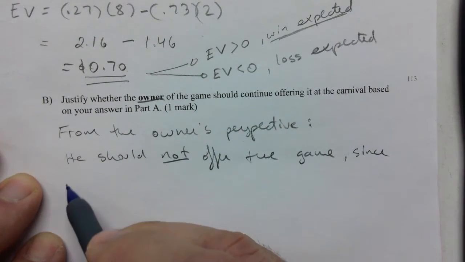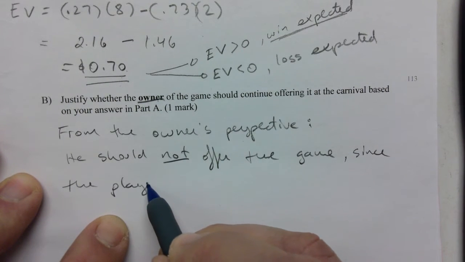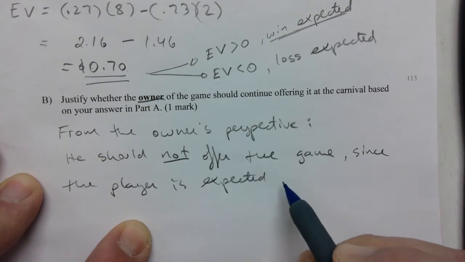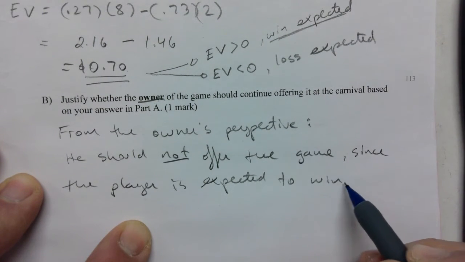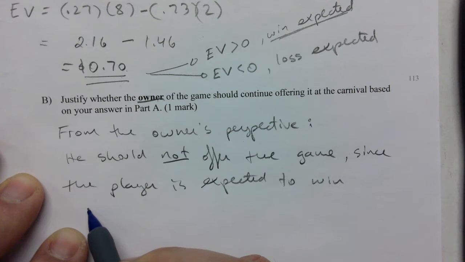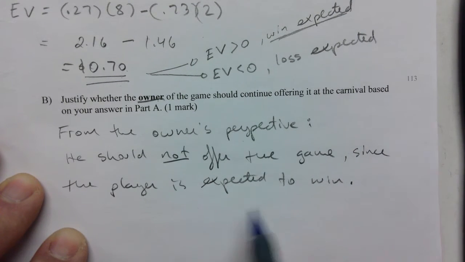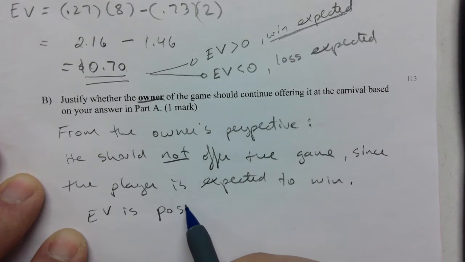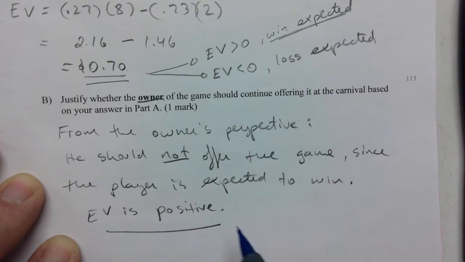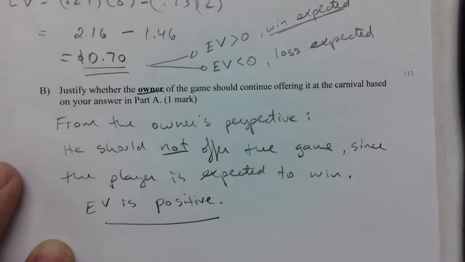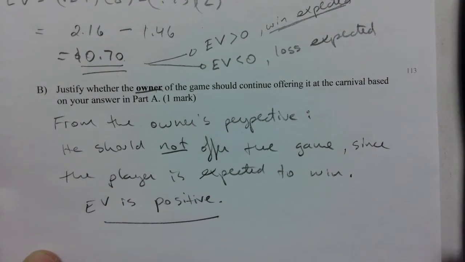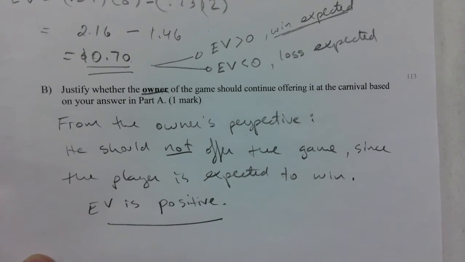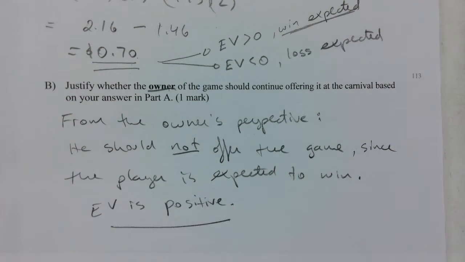Since the player is expected to win. And then we'll just say expected value is positive. You can say greater than 0 or positive, same thing. So write that down, and then we'll go on.